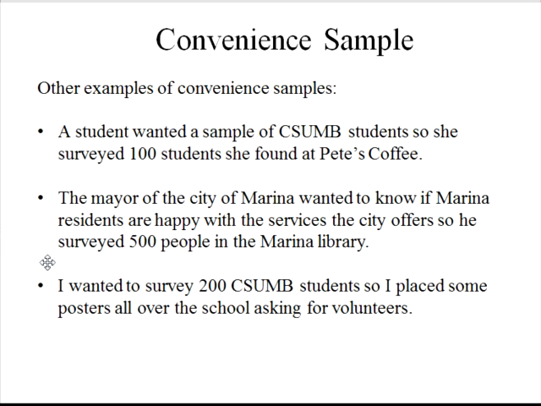In another example, suppose that I wanted to survey 200 CSUMB students. So I placed some posters all over the school and asked for volunteers. Please volunteer. You know, I'll give you a Target card. Come and fill out a survey. Come to 86D, and I'll give you your survey. The first 200 students are selected. Now, is that a biased sample? Well, it is, right? Students selected themselves to participate in this sample. So it's convenient for me, but those students may be different than the rest of the students in the population, so they may not be representative of all the student body.